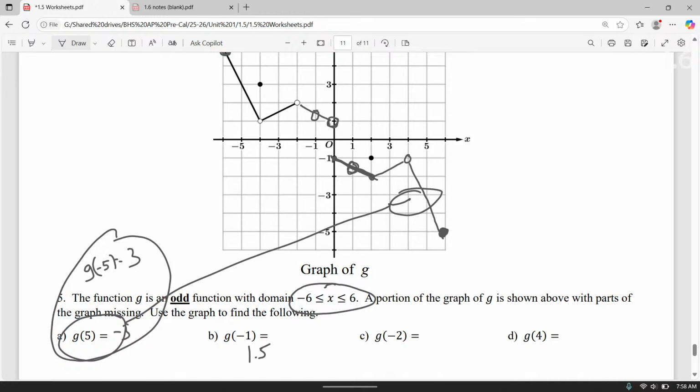C is -2. So at -2, oh, this is a trick. At -2, that's a hole. So that doesn't tell me what the value is at -2. So I need to go to +2. So at +2, that's the point. At +2, this graph is -1. So at -2, it better be at +1.